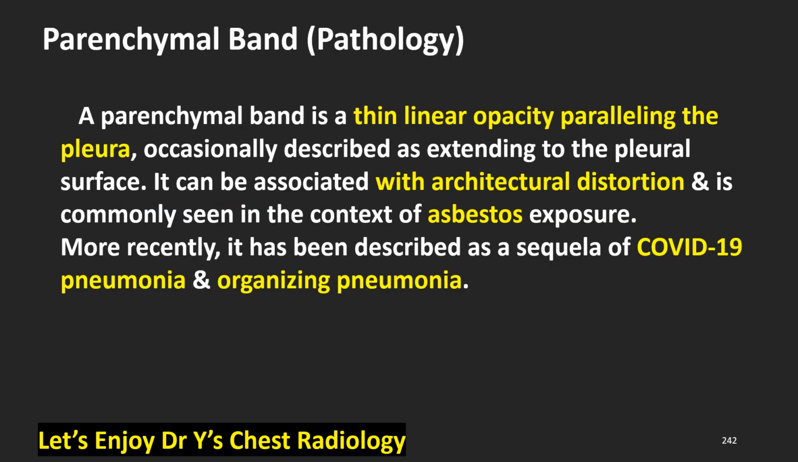Parenchymal band pathology. A parenchymal band is a thin linear opacity paralleling the pleura, occasionally described as extending to the pleural surface. It can be associated with architectural distortion and is commonly seen in the context of asbestos exposure. More recently, it has been described as a sequela of COVID-19 pneumonia and organizing pneumonia.